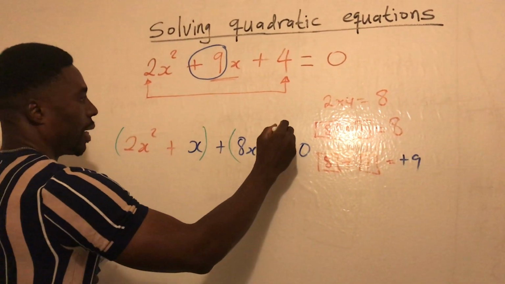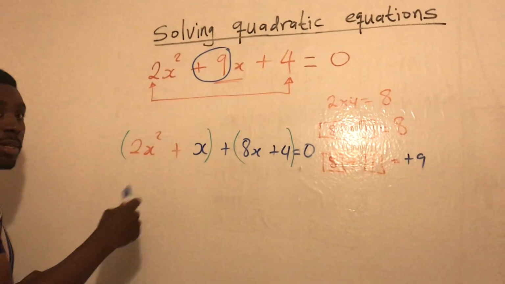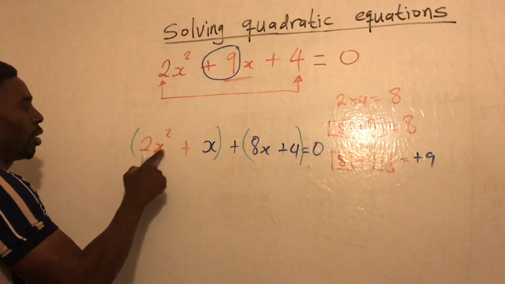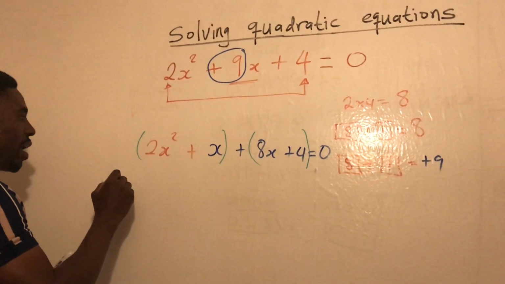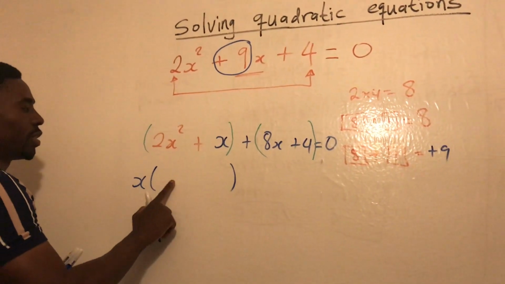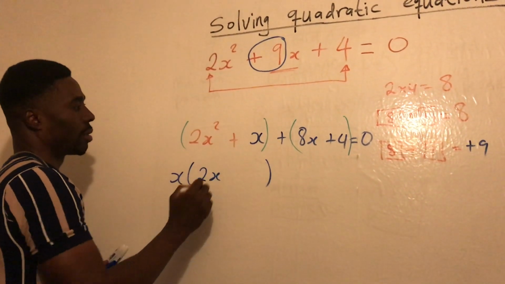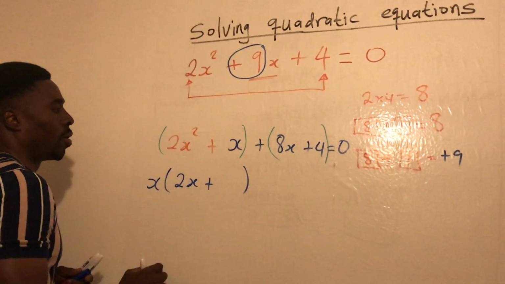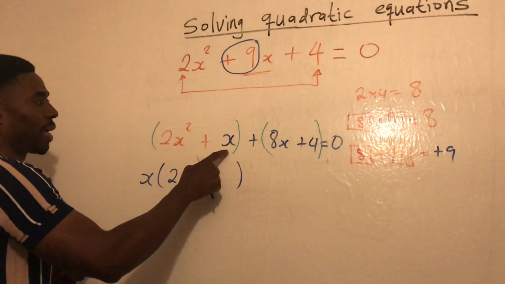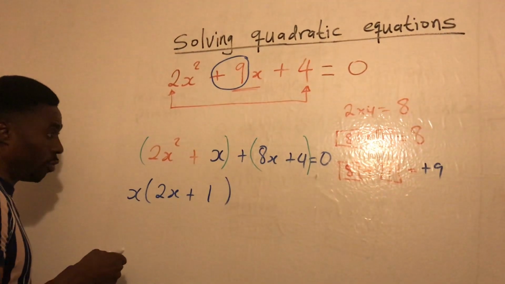So these two will go together and these two will go together. We then factorize this. x is common to these two terms, so we have x outside of the bracket. And we ask, what must we times by x to make 2x squared? And that's just going to be x. We keep the plus sign. What must we times by x to make x? It's just going to be 1. So that is factorized into this format.